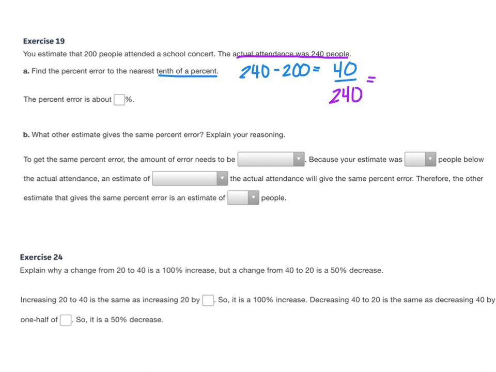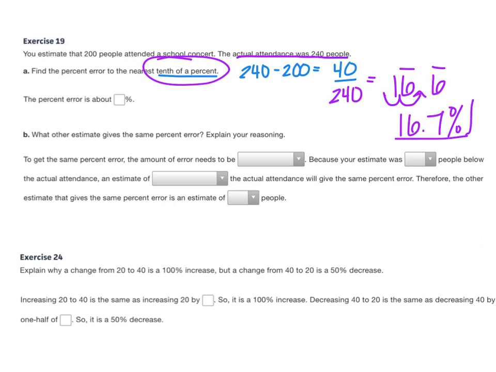And then that's going to give us a fraction that we can write as a decimal. 40 divided by 240 is 0.16 repeating. So when I move this decimal over twice, that's 16.6 repeating. But it says round to the nearest tenth of a percent. So that's actually 16.6. 6 is closest to 16.7. That 6 would bump the other 6 up to a 7. So now we have 16.7% is our error. That's how much we were off by. So that would go over there.